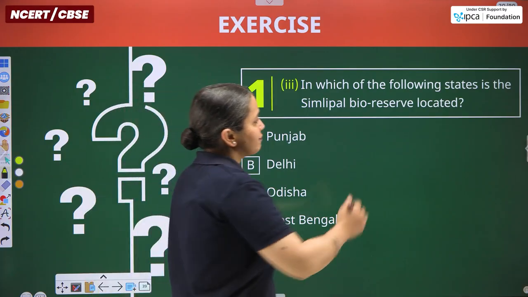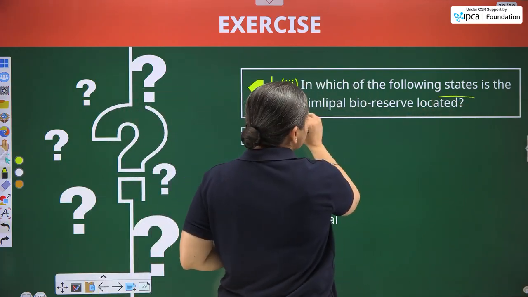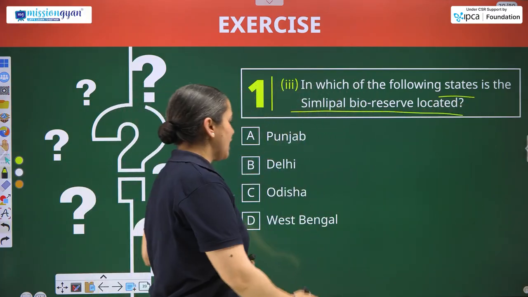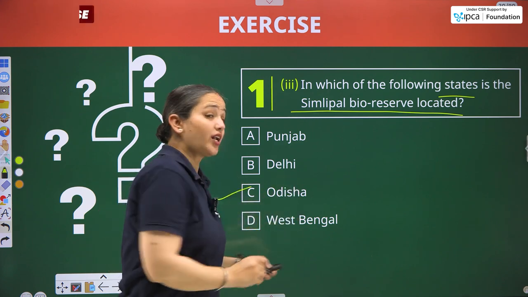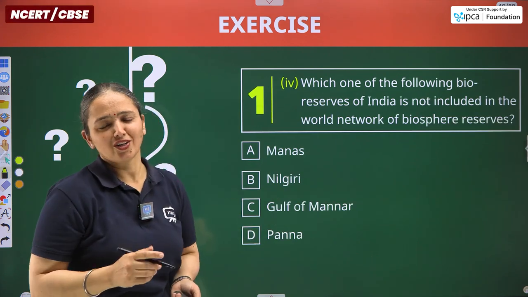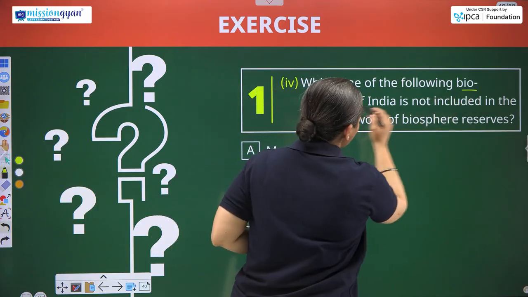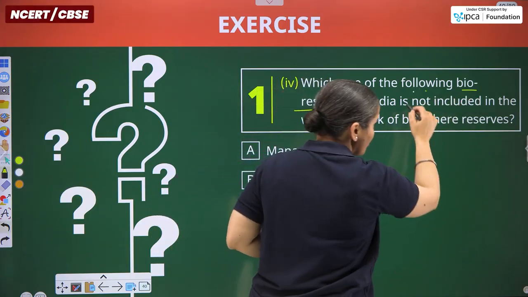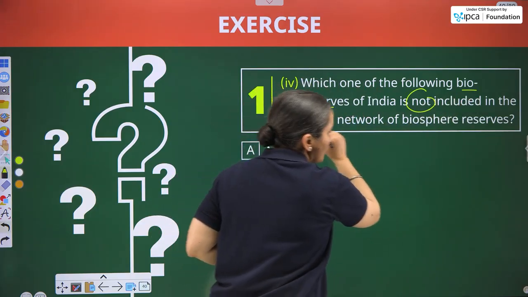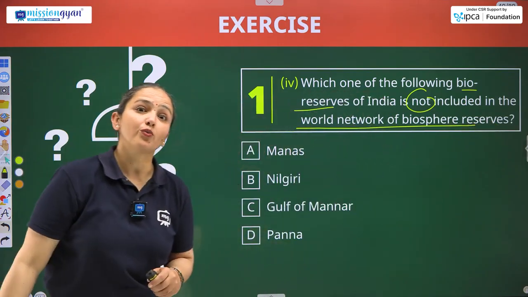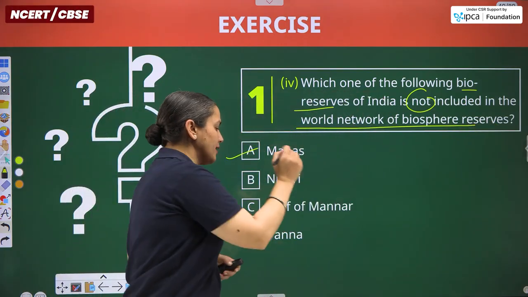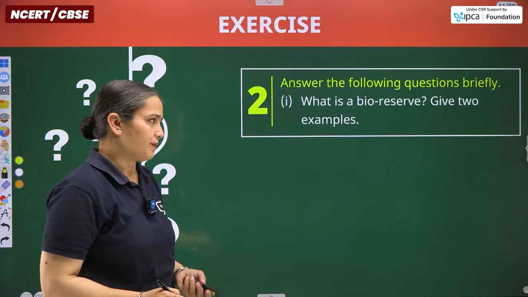In which of the following states is the Simlipal Bioreserve located? It is located in the Odisha state. State or district? Of course, it is a state. Which one of the following bioreserves of India is not included in the World Network of Biosphere Reserves? That is Manas. Other than that, they are all there.